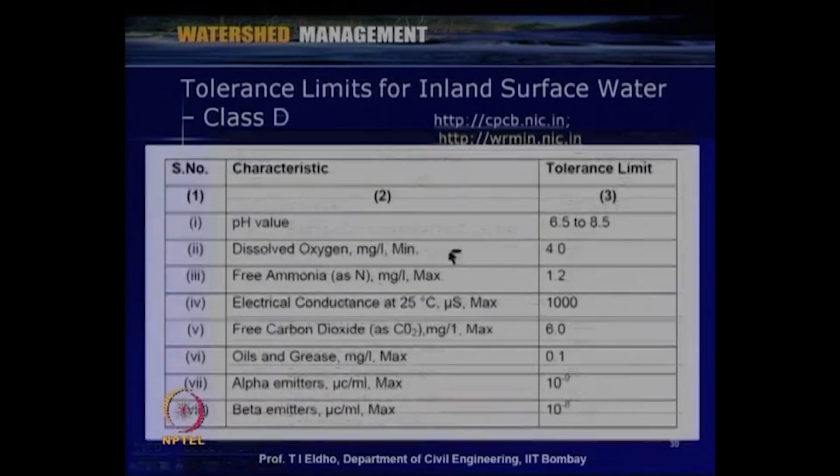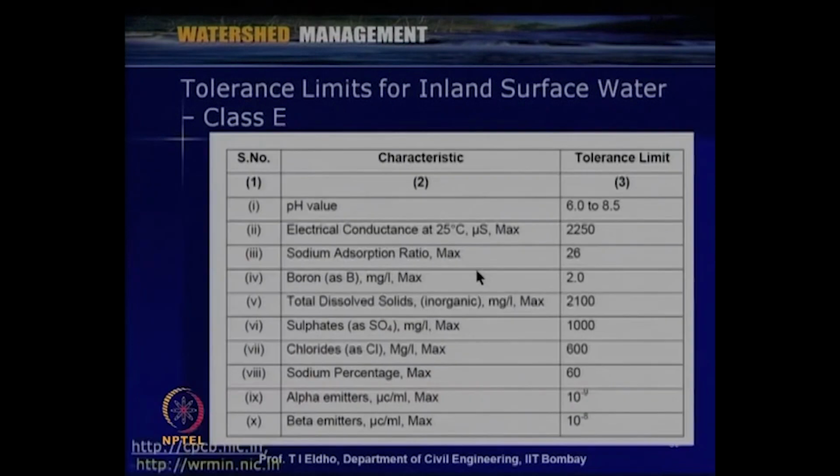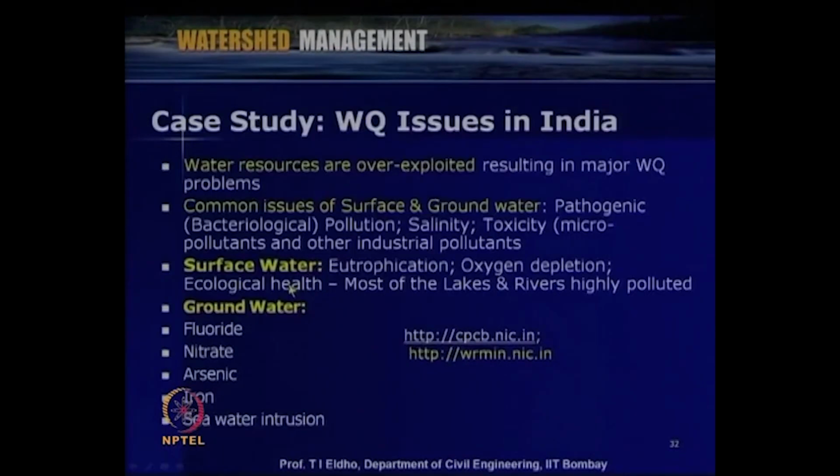The last one is for irrigation and industrial purposes. Here again there is variation: electrical conductivity can be up to 2250, and total dissolved solids can be 2100. So, we can see that various standards are available. The tolerance limits as per IS standards are what I have shown here. There are also WHO standards, US EPA standards, and Indian standards. We can prescribe those standards and accordingly see whether the available water is suitable.